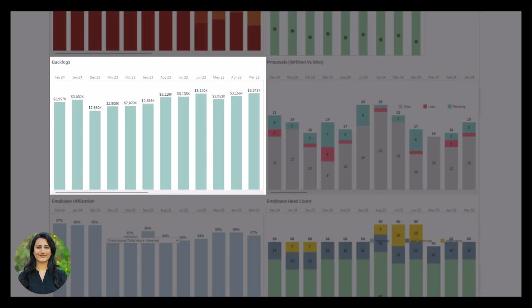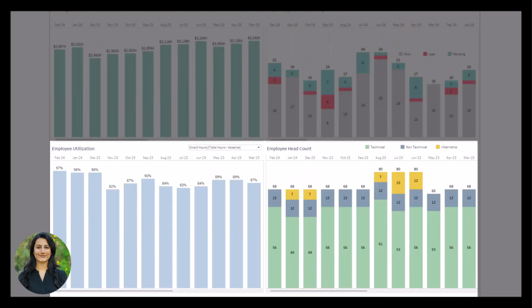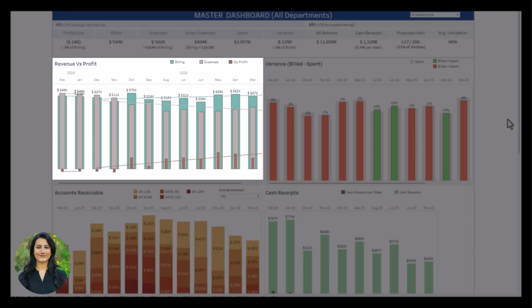Then we have the backlog section, showing us the value of committed work that is yet to be delivered. Next are the proposals, where we can see how many proposals are in progress, lost, or still pending. Finally, at the bottom, we have employee utilization and employee headcount, giving insights into team capacity and how efficiently resources are being used. Let's now look at the revenue versus profit trends.